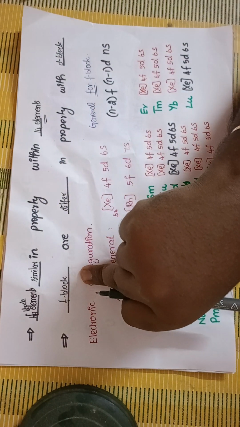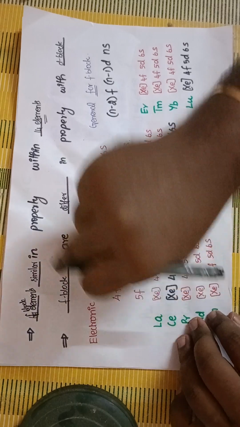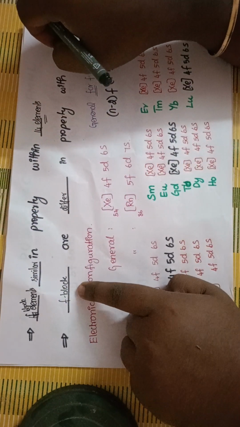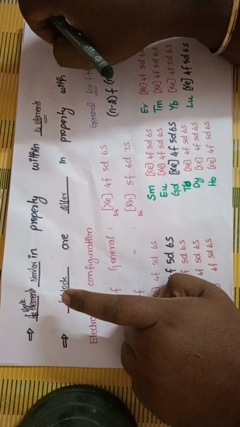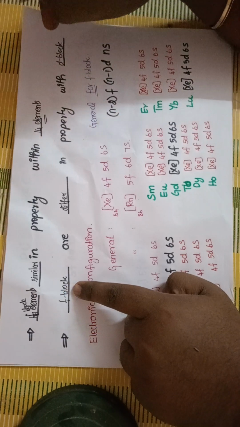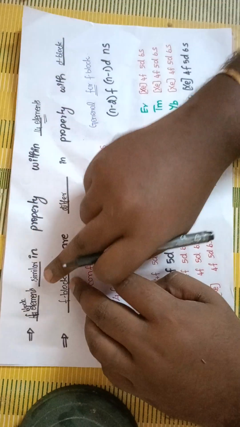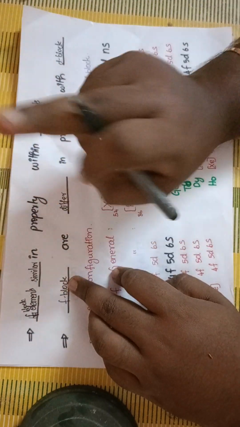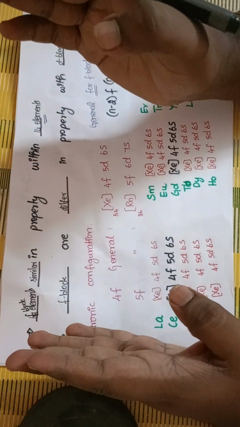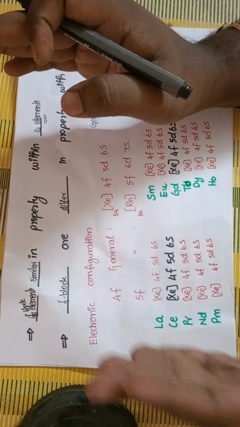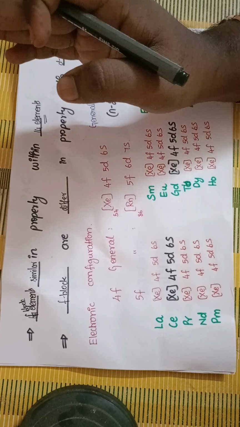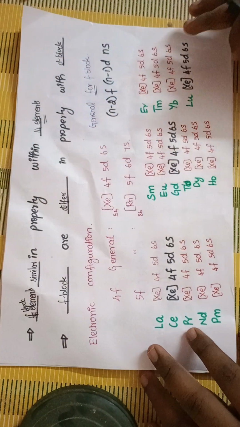The variation or similarity we observe in D block is not applicable for F block. The properties you observe for F block are not applicable for D block. That is, they are different. But within the F block elements they are similar, cerium to lutetium. But cerium is not the same as lanthanum, as lanthanum is a D block element.